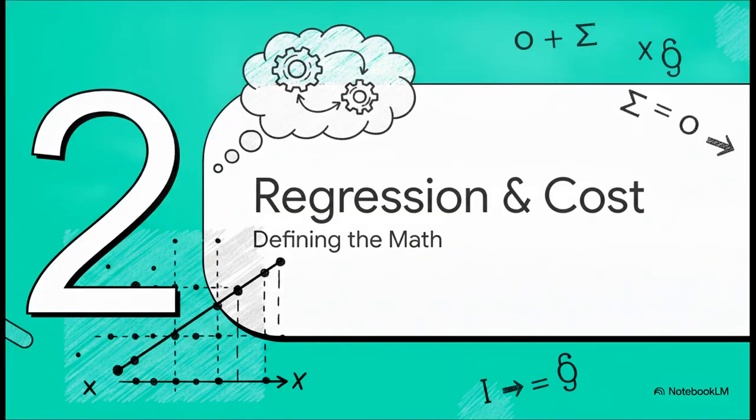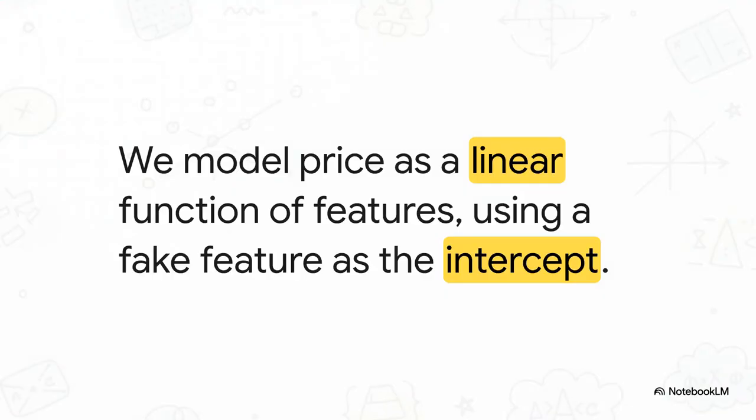Moving right along to Section 2, linear regression and cost. Let's look at how we mathematically define this whole setup. So we need a function to approximate the price, and we call this our hypothesis function, h of x. Here, we are deciding to model the price as a simple linear function of our features. We literally just multiply each feature, like square footage, by a specific weight, theta.